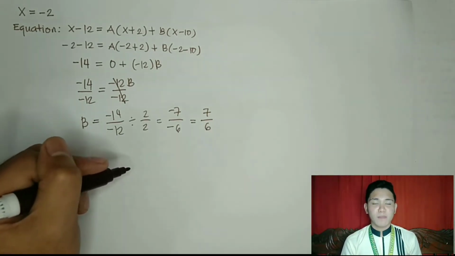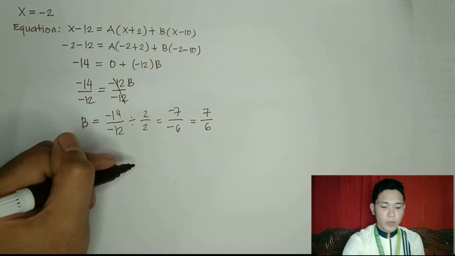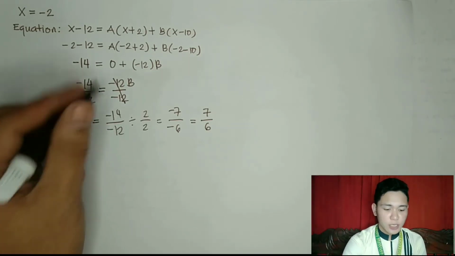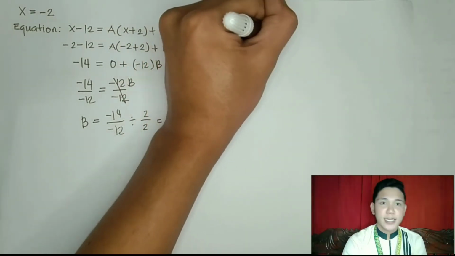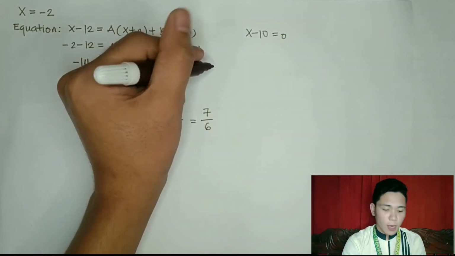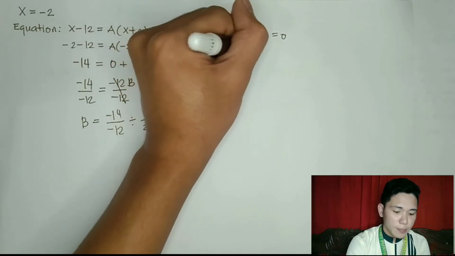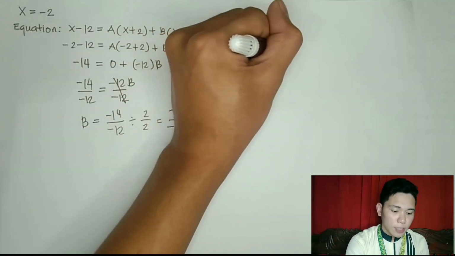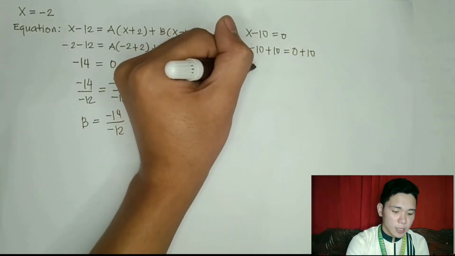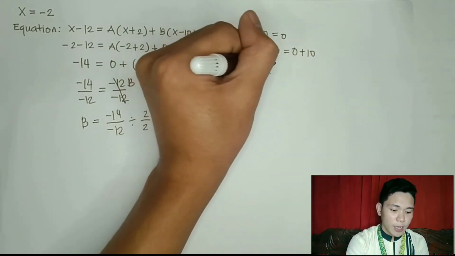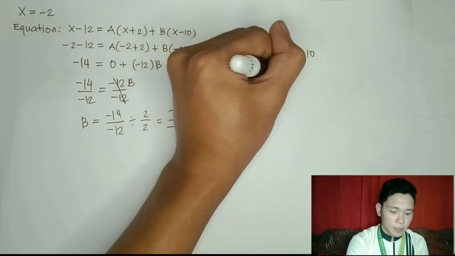Now we need to find the value for A. So we need to equate x − 10 to 0. We have x − 10 equals 0, and then apply the addition property of equality. So we have x − 10 + 10 equals 0 + 10. Simplify: negative 10 plus 10 is 0, so we have x, and 0 plus 10 is 10.